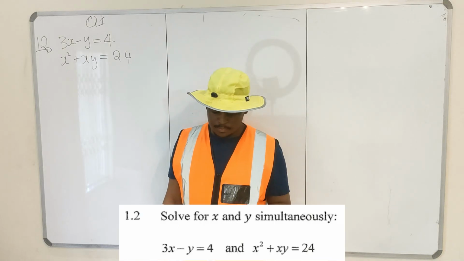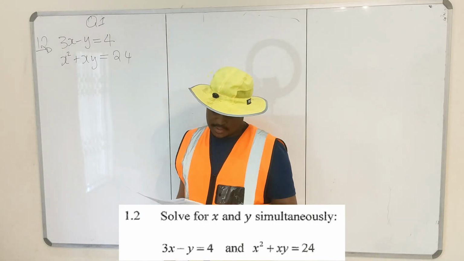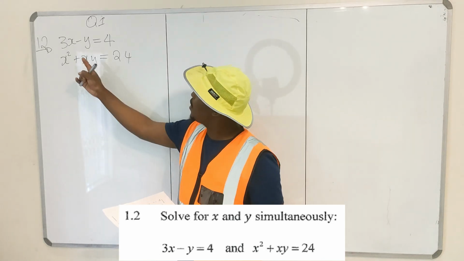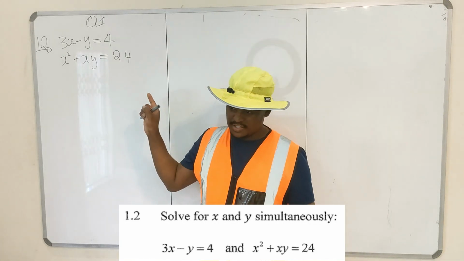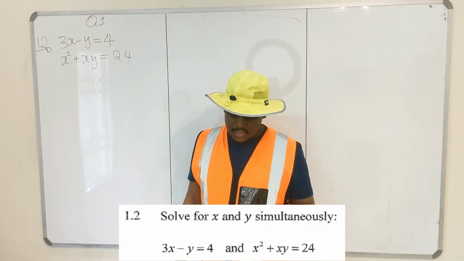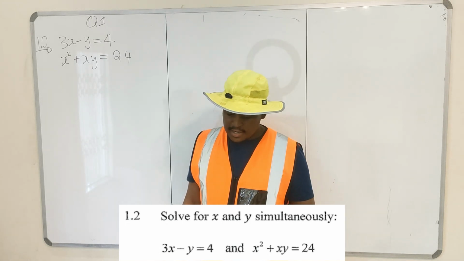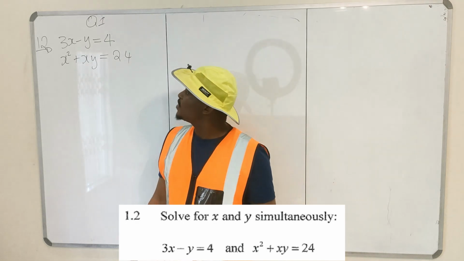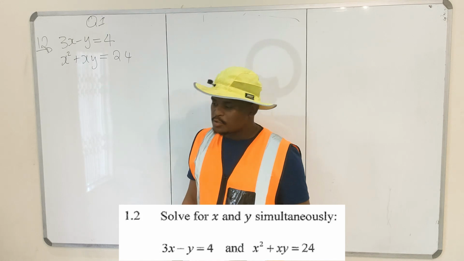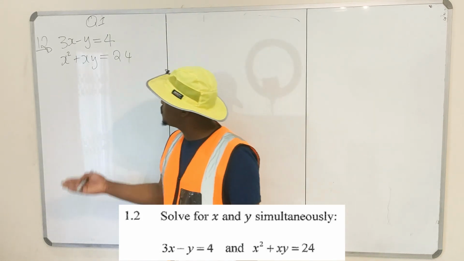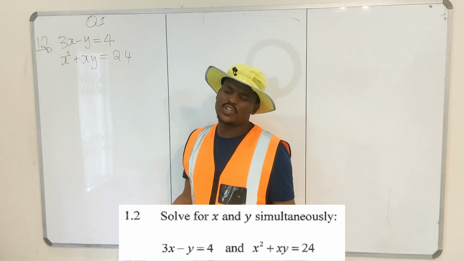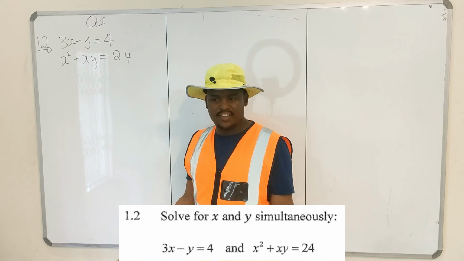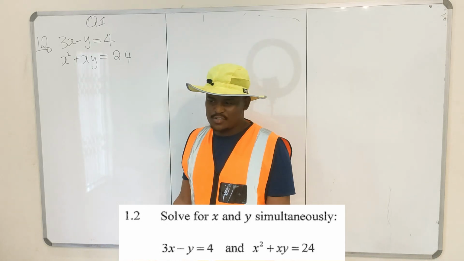So now we're doing 1.2. 1.2 reads as follows: Solve for x and y simultaneously. So you are given 2 equations. I'm going to read them, check if it's correct. 3x minus y is equal to 4, and x squared plus xy is equal to 24. Is that correct? Yes. Okay. So they want us to solve for x and y simultaneously. The first thing you need to do is look between these 2 equations. Which one are you not scared of? Which one looks simple? The first one. It's a linear equation. You hope they give you a linear equation because it's the easiest one.